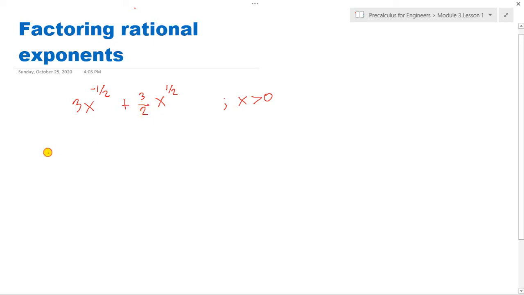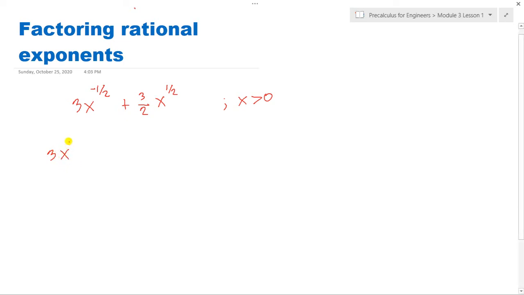So, lagay natin 3. How about for the variable x? Of course, meron silang common. We have x raised to negative 1 half. And which is bigger, negative 1 half or 1 half? Of course, yung malaki is 1 half. So, therefore, i-take natin yung smaller. So, yung x, negative 1 half. So, i-take out yung x, negative 1 half.